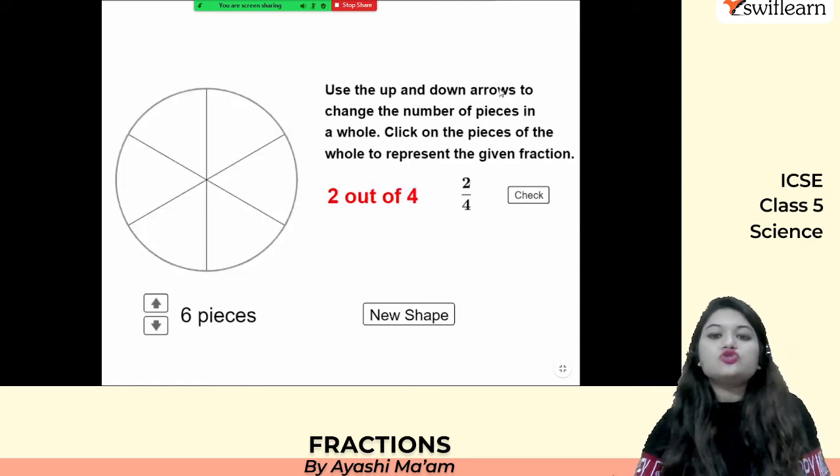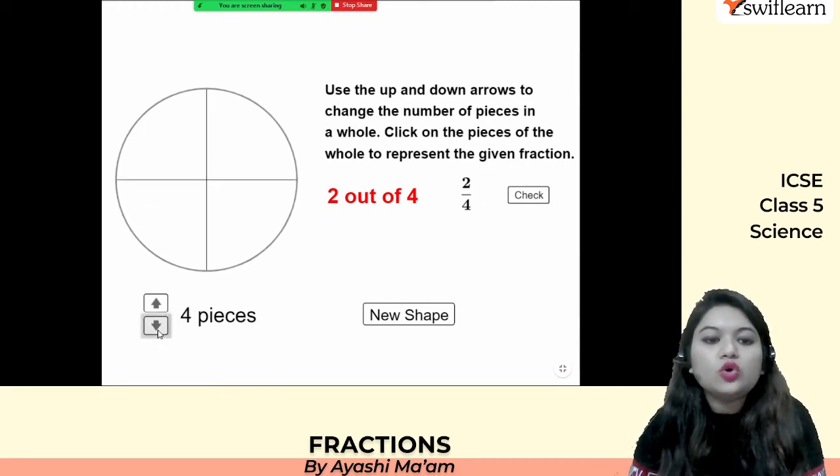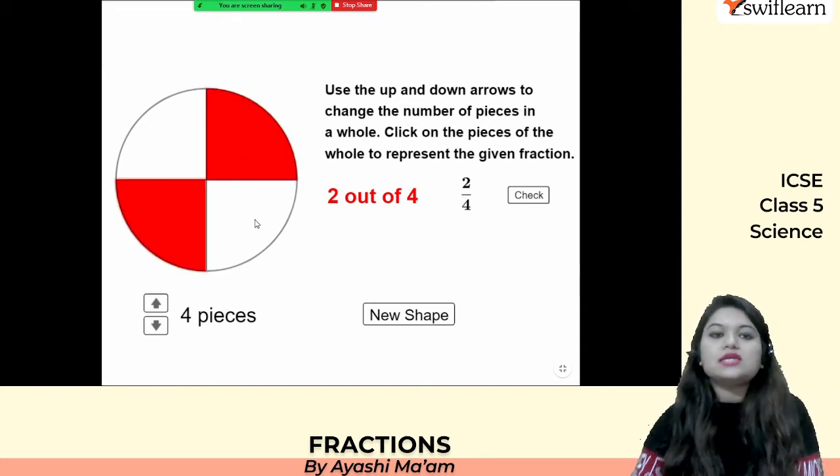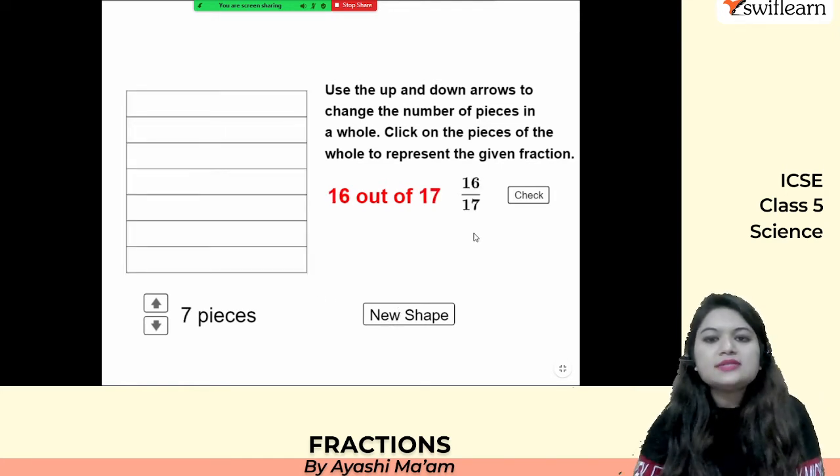Now they are asking us to represent 2 out of 4. Okay, so we need 4 pieces in total. So here I am making 4 pieces, and we want to represent 2 pieces out of that. So this is now the fraction representing 2 by 4. All right. Let's take another one.